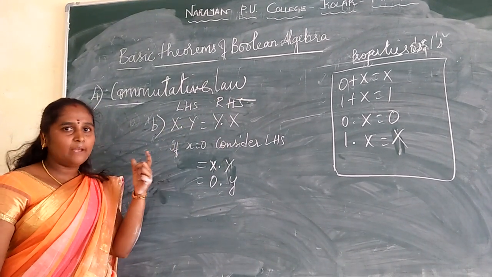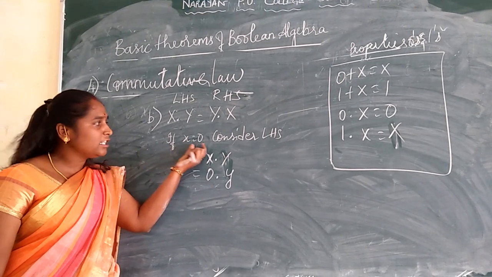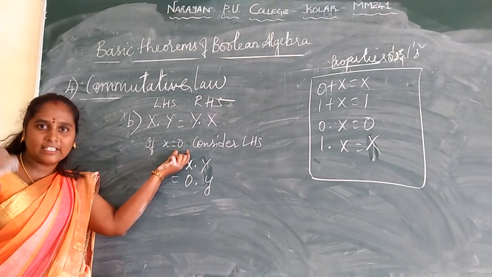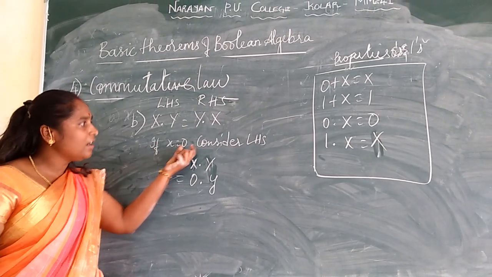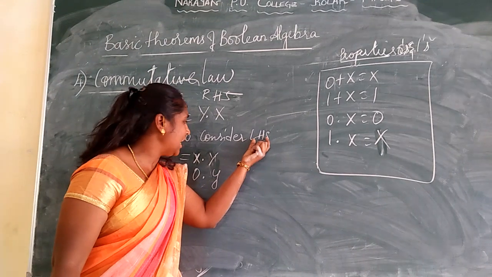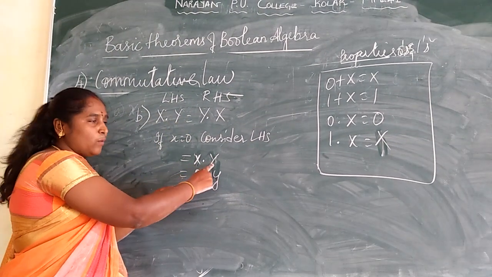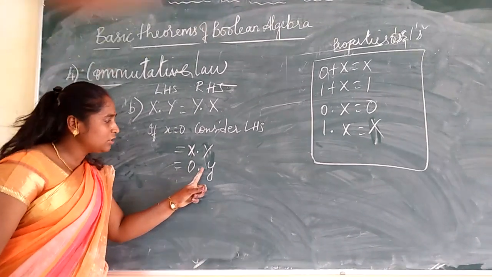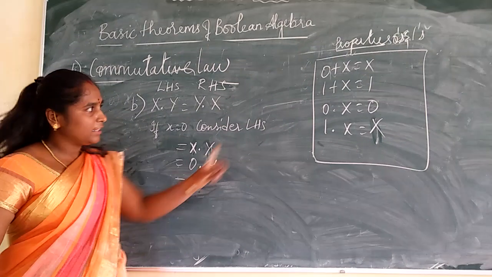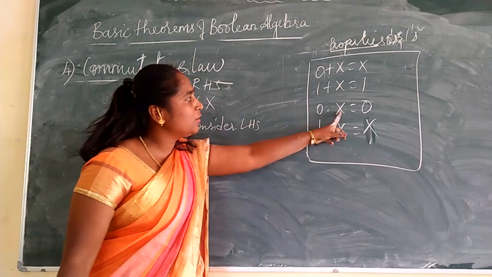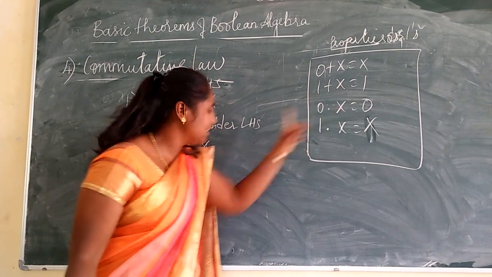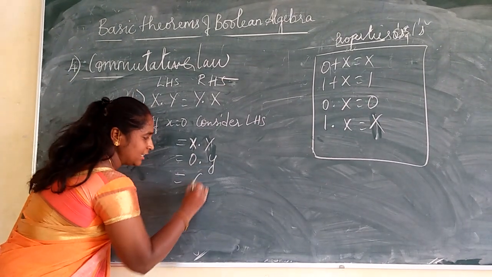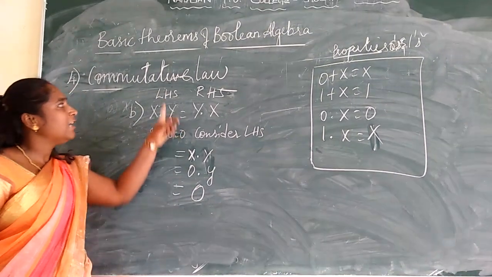So, first time you are going to use the condition x equals 0. You have to substitute both the values, that is x is 0 as well as 1. So, x equals 0. Consider your LHS. What is this LHS? It is nothing but x dot y. So, I am going to substitute the value of x, that is 0. 0 into y. So, under the third property, what is it? 0 into x is equal to 0. In place of x, here it is y. So, 0 into y is nothing but 0. This is the value of LHS.